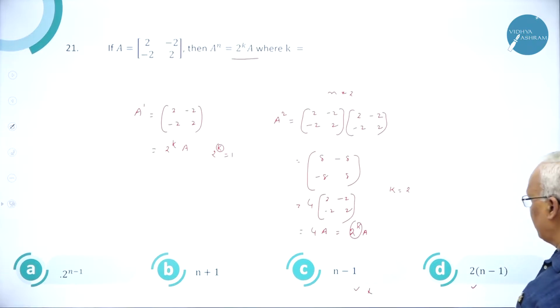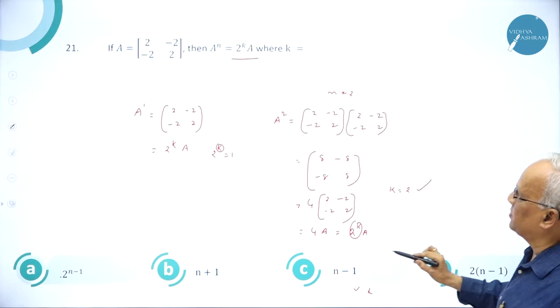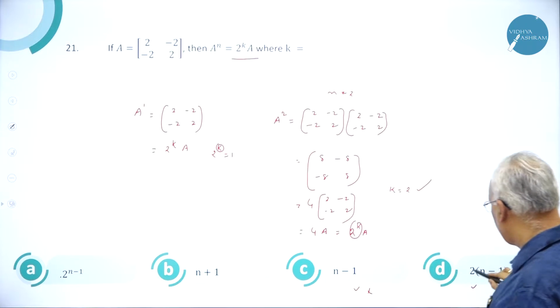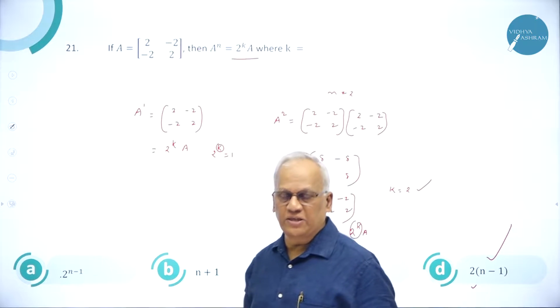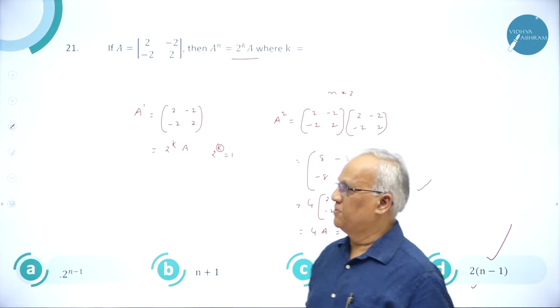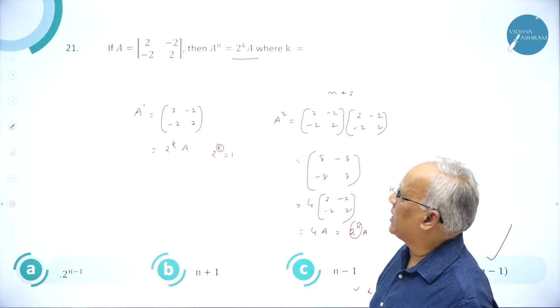Therefore, it has to be this. If you put n equal to 2 here, 2 minus 1, 1, 2 into 1, 2. So k becomes 2. So the answer is k equal to 2 times n minus 1. So very good question, the elimination method is a very effective method. Next question.